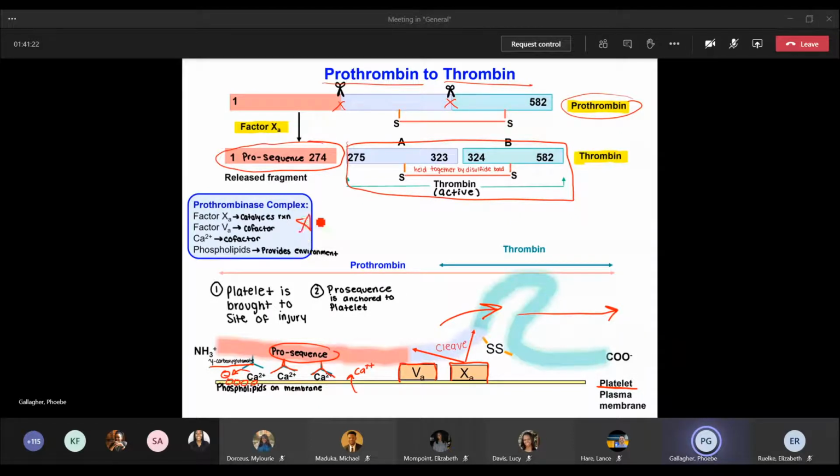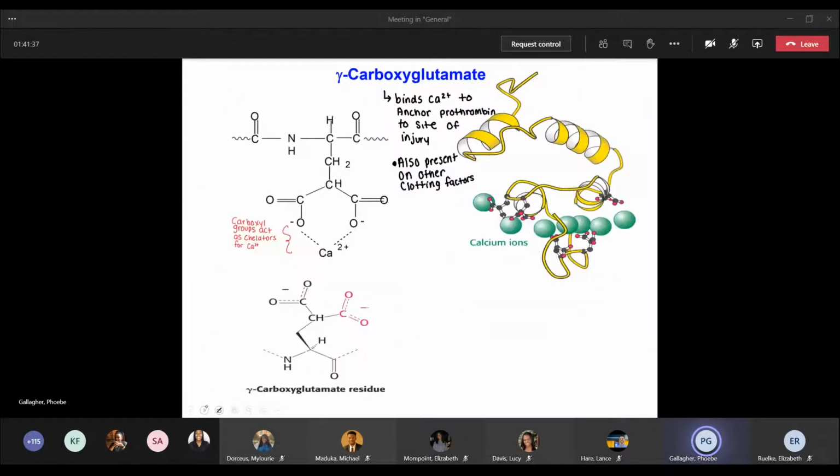I think there is a question on the exam about this prothrombinase complex, so I would memorize these 4 factors that are associated with it. And then kind of knowing this whole sequence of events is also important.